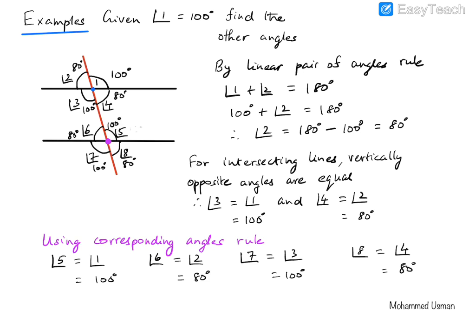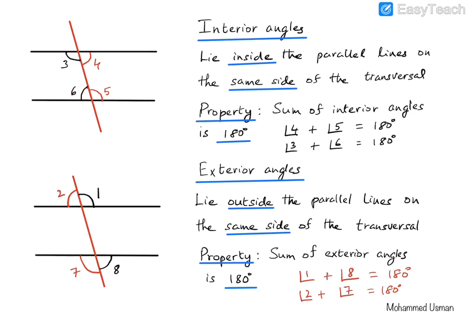So we can now verify all the properties that we have seen so far. So first is that the corresponding angles are equal. So by using that property, we have obtained these values for 5, 6, 7, and 8. So that is already proved. Let us now verify the interior angles. We saw that for interior angles, the sum of the interior angles is 180 degrees.